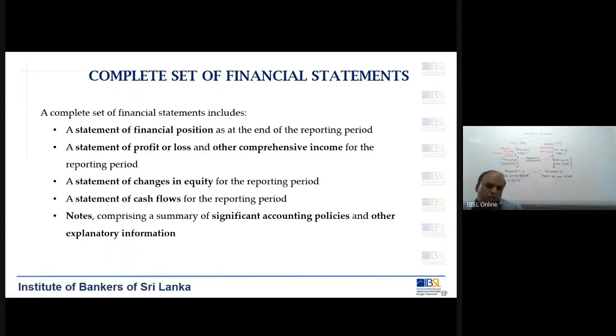Then the last part, notes comprising a summary of significant accounting policies and other explanatory information. So we said when you are preparing financial statements, you need to have accounting policies, which talk about your concepts, assumptions, estimates, everything has to be covered there. And also any detailed information to support your financial statements. Now, earlier under LKS 40 also we learned that certain disclosures are additional information that you need to provide.